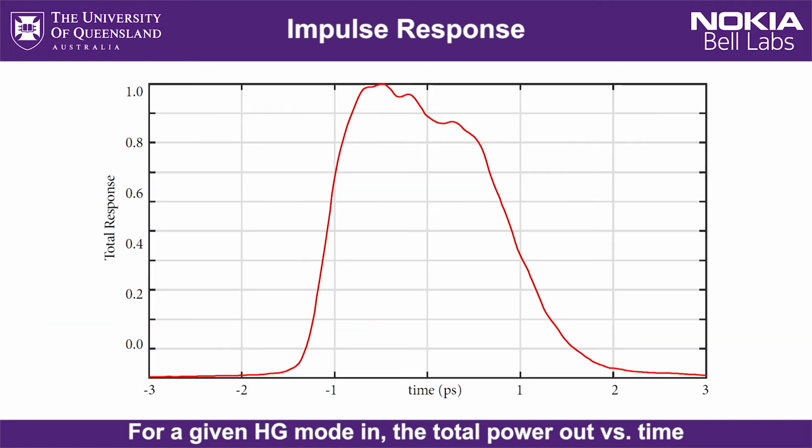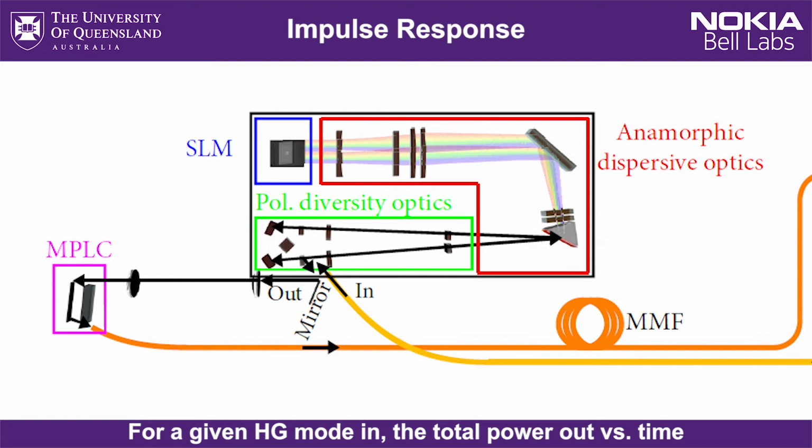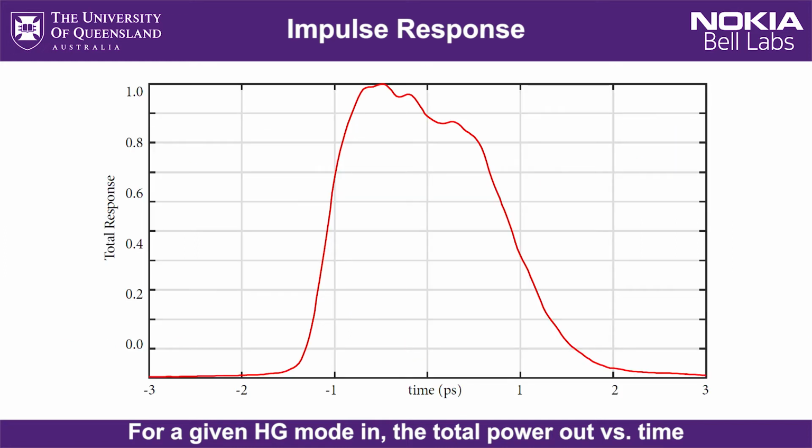If we take a look at the total impulse response over all modes, we have something like this. It's about 2.5 picoseconds worth of delay, and that's composed of roughly equal contributions from the spectral pulse shaper subsystem, mostly residual path length differences between the two polarization components within the device, and the group delay spread of the modes in the multimode fiber. So the SLM has to undo this impulse response, plus add whatever spatiotemporal features are required to generate the desired output spatiotemporal state at the end of the multimode fiber.